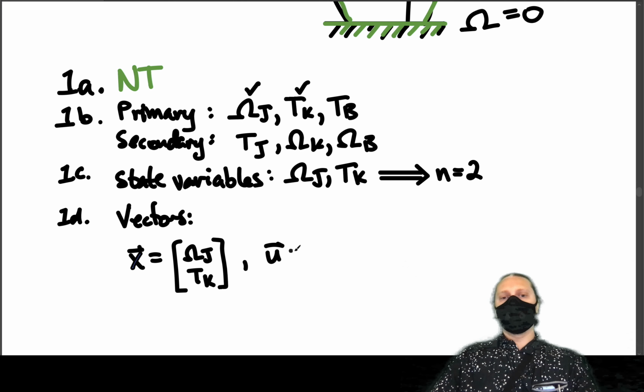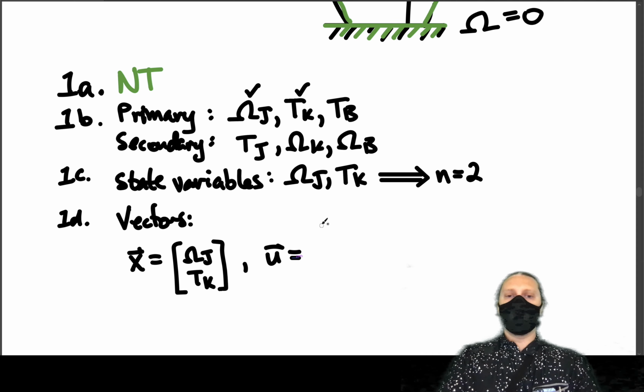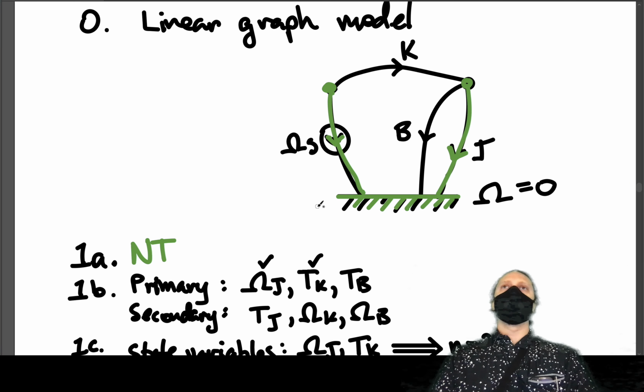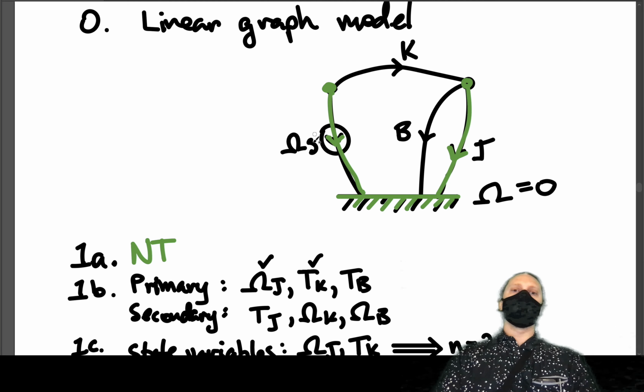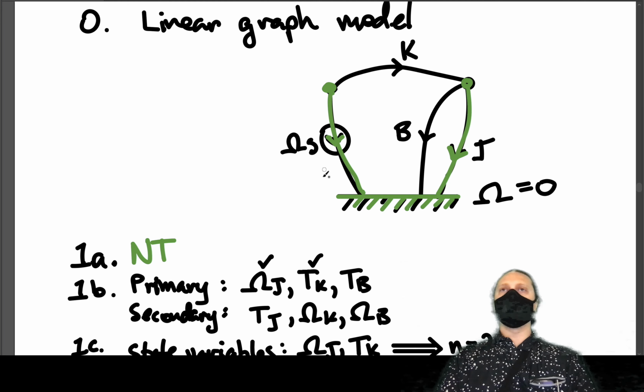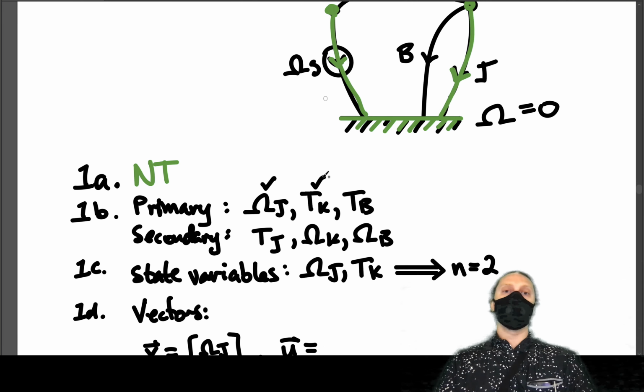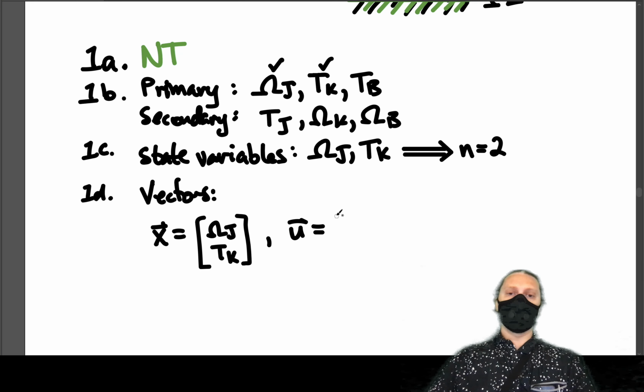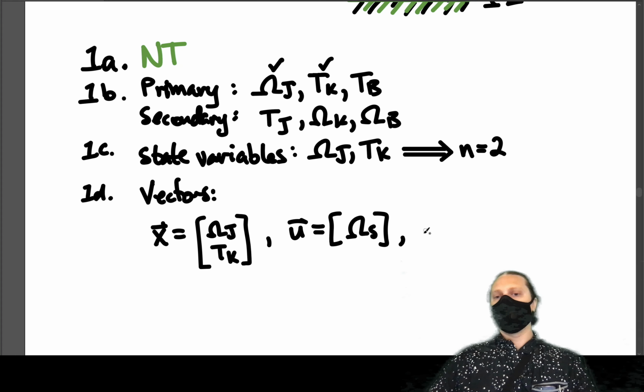The input vector is a vector of all the input variables. We have how many inputs in this problem? We've got the source, right? This is the input, the angular velocity source. So one input. So omega s is our input, and u is a 1 vector.